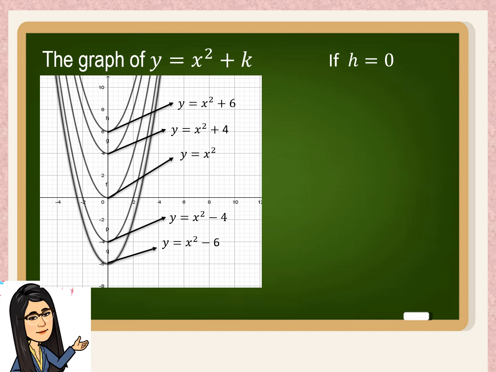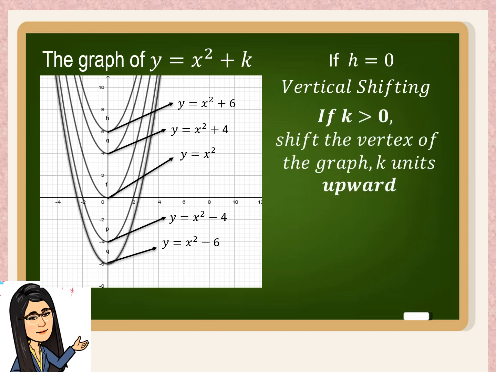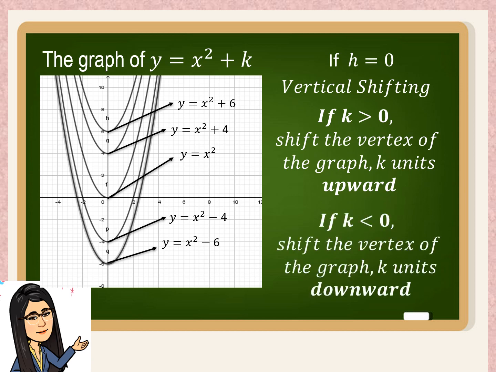Observe that we are having vertical shifting. If k is equal to 0, observe that the vertex is on the origin. If the k value is greater than 0, or positive, shift the vertex of the graph k units upward. While if k is less than 0, or negative, shift the vertex of the graph k units downward.